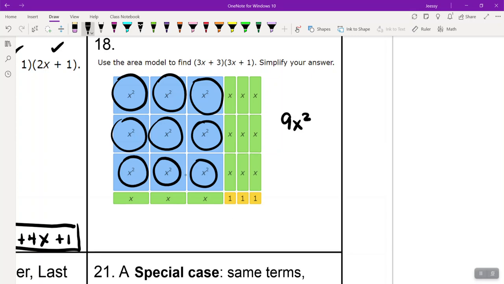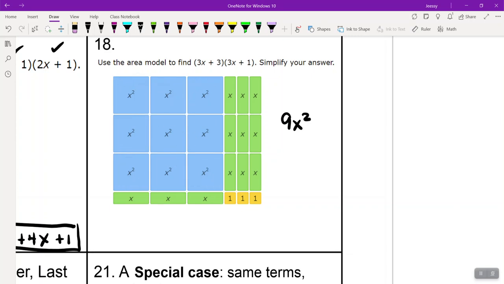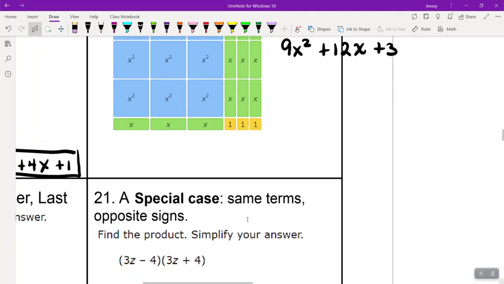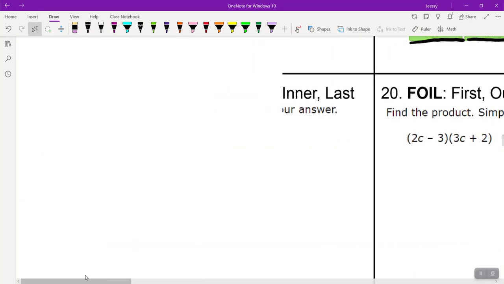Now, how many x bars do we have, or x tiles? George was supposed to be counting them. Do you agree it's 12, or are they tricking you? Okay, so plus 12x. And how many tiles of 1 do you have? So plus 3. Everybody okay? Did anybody need help with the counting? We're good? All right.